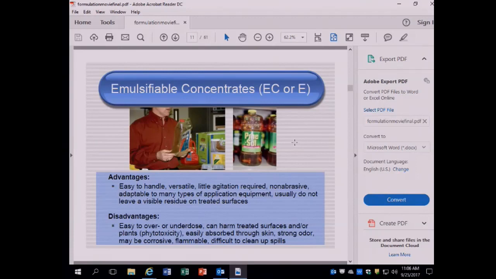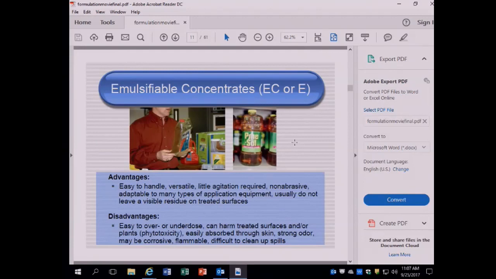As we talk about these different formulations, we're going to spend a little time talking about the adaptability or the usefulness of these different formulations as we begin to construct a spray application. And when we're talking about this, the ECs, they say they're versatile, require little agitation. In other words, when you pour them in a tank, they'll stay in solution, stay in that mix. And they're non-abrasive.